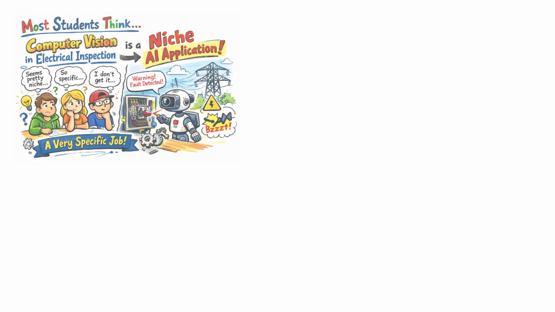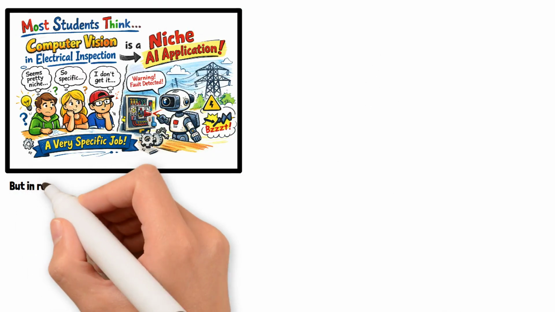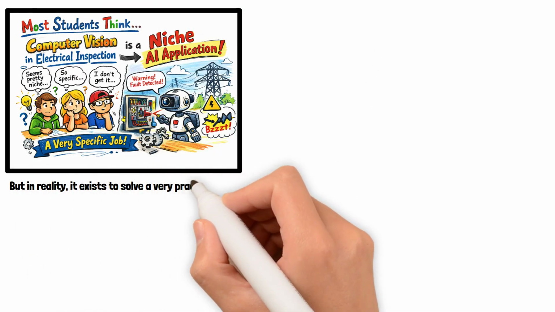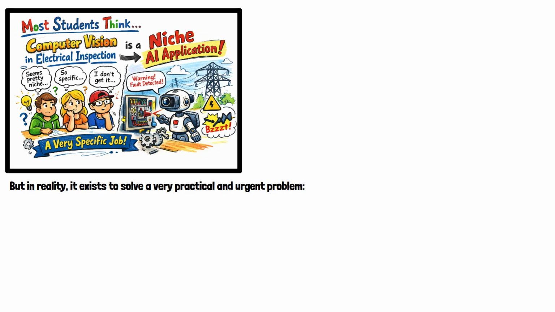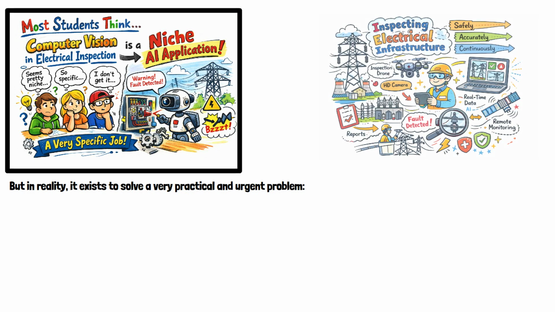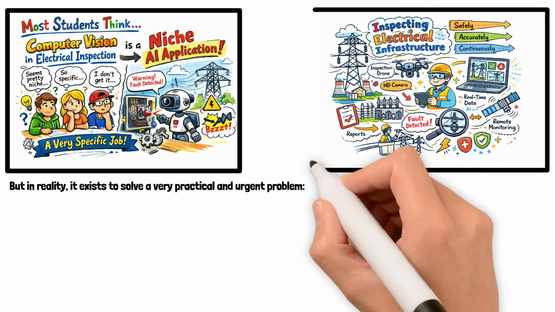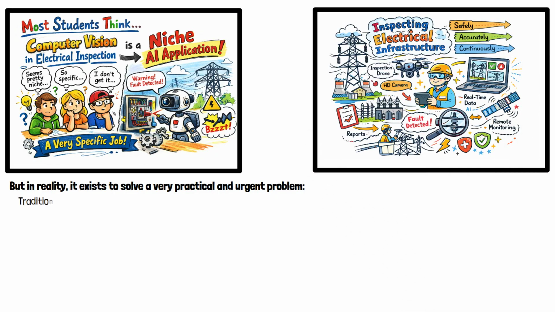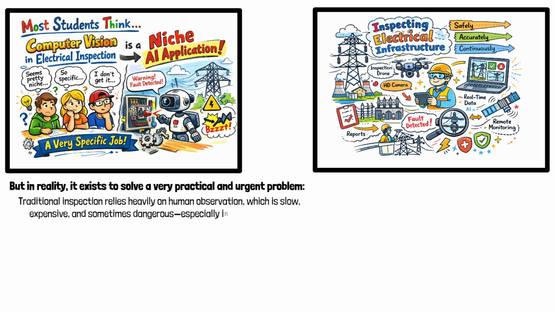Most students think computer vision in electrical inspection is a niche AI application, but in reality, it exists to solve a very practical and urgent problem: how to inspect large, complex electrical infrastructure safely, accurately, and continuously. Traditional inspection relies heavily on human observation, which is slow, expensive, and sometimes dangerous, especially in high-voltage or hard-to-reach environments.